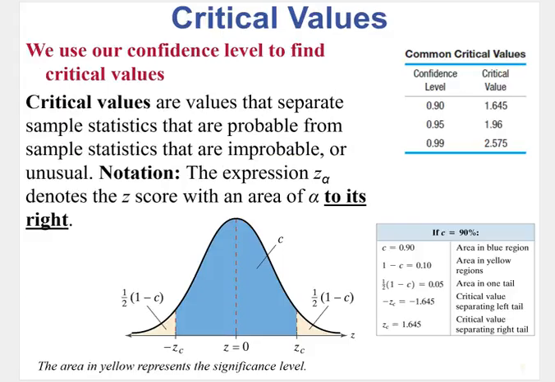All right, so we're going to use that alpha from the level of confidence to find what we call critical values. Critical values are what separate your sample statistics that are probable from statistics that we might find that are highly improbable or unusual.